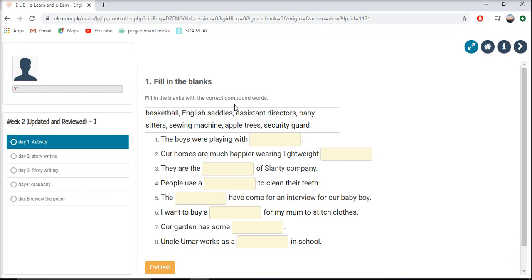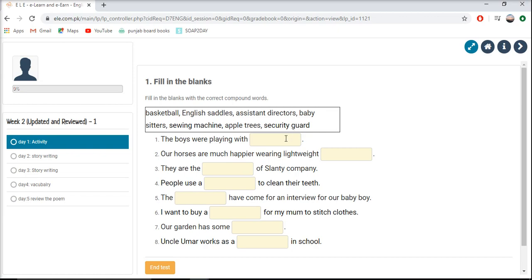Fill in the blanks. Fill in the blanks with the correct compound words. Okay, so we have 8 sentences and 8 words right here. We have to put in the correct word in the correct sentence. The boys were playing with basketball, English saddles, assistant directors, babysitters, swing machine, apple trees, security guard.